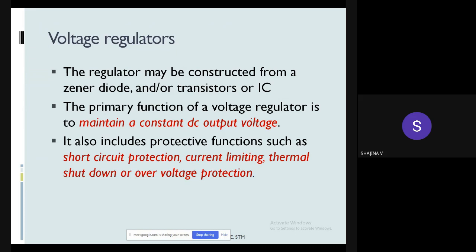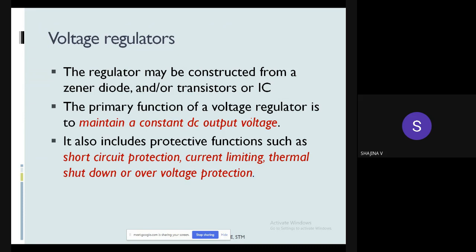It will eliminate the ripples present in the filter output. So main power supply ഒന്ന് ഓർമ്മ വേണം, ആ ഫിൽറ്ററിന്റെ ഔട്ട്പുട്ടിൽ there may be some ripples. So it will reject those ripples or AC components and provide a constant DC output voltage. That is the main function of a voltage regulator.